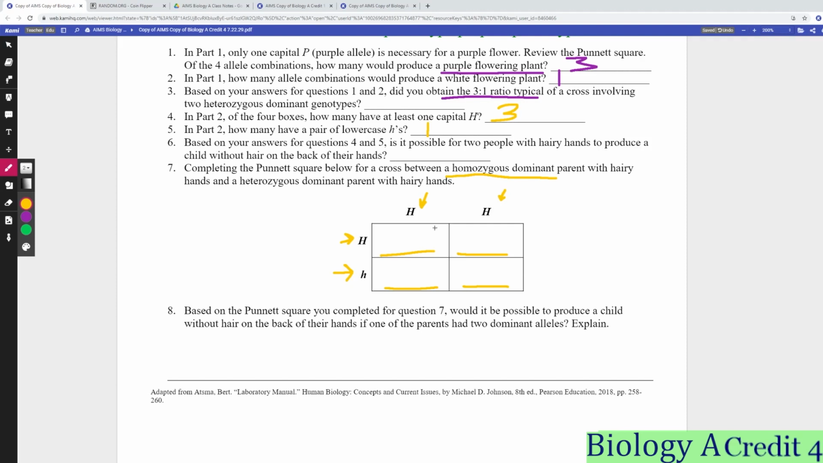Taking a look at these parents and their allele combos, is there any probability to get a child from these 2 individuals without hair on the back of their hands? That's going to be for number 8.